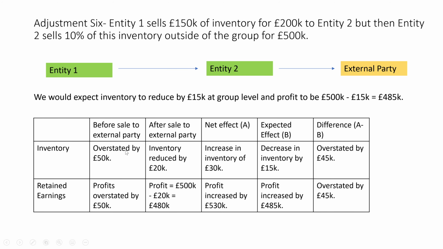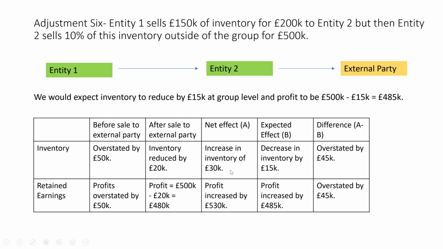Okay, so let's work through this table step by step. So before the sale, we had an overstatement of inventory by 50 and an overstatement of profits by 50. After the sale, 200k of inventory was in Entity 2. We got rid of 10% of that, so our inventory was reduced by 20k. Similarly, we made a profit, and our actual profit that we've recorded in Entity 2 is 500k minus that 20k, and that gives us 480. So what's the net effect?